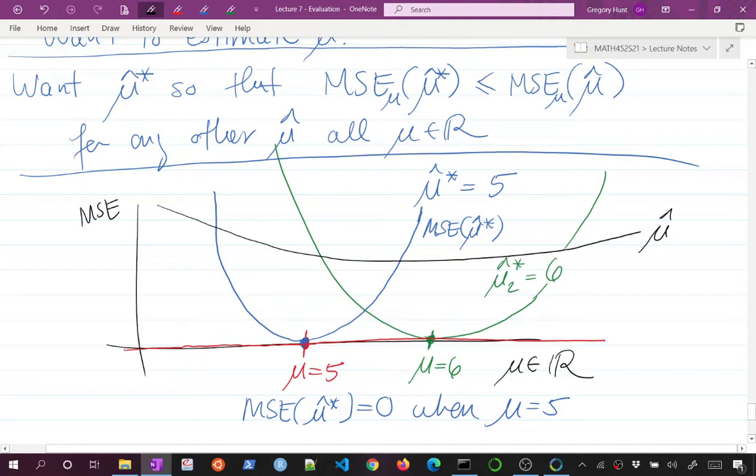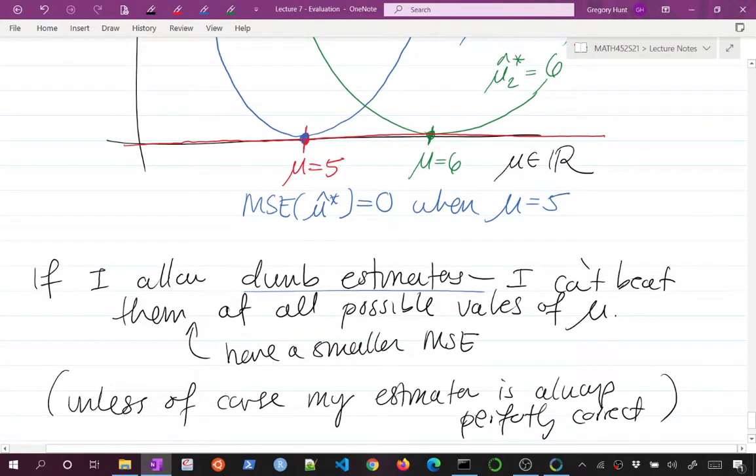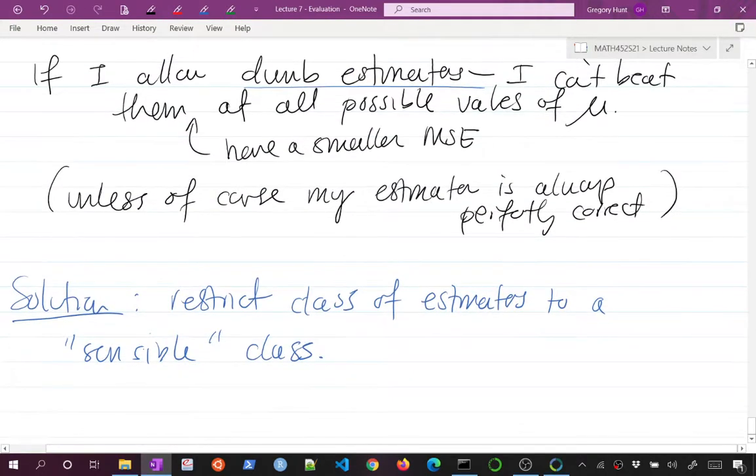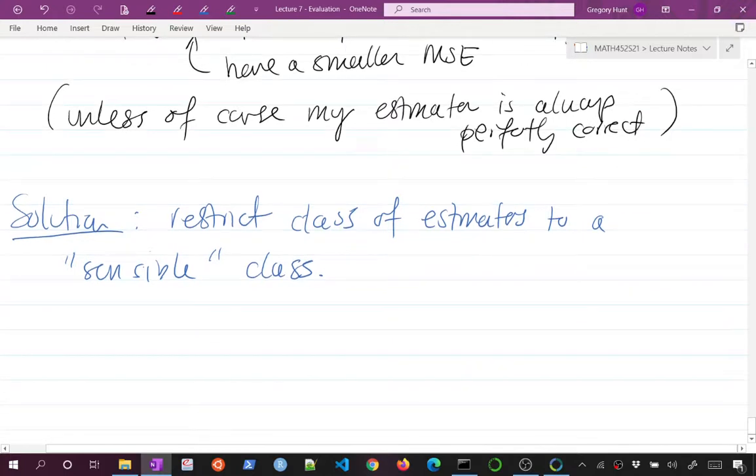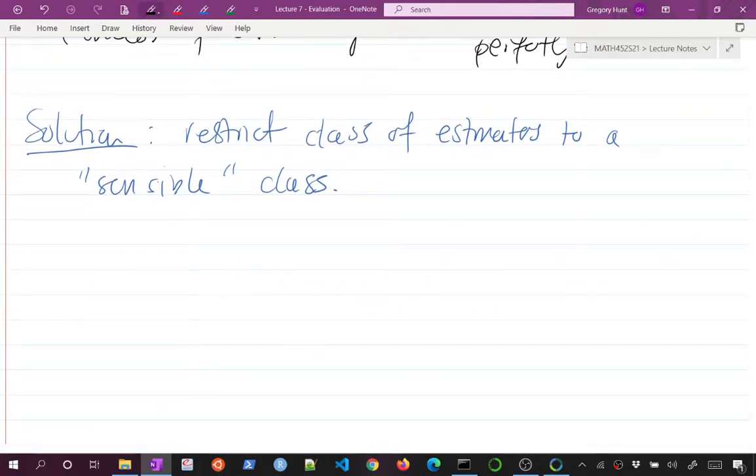Give me some mu hat and give me what its MSE is over all possible values of mu. I'm always going to be able to find some point where I can come up with another estimator that has a lower MSE at that point, by just making up one of these dumb estimators that always identically predicts that value. The only way you can beat that is what I said before, which is that it perfectly estimates everything, which isn't possible. So the solution in this case is we're going to restrict to a class of sensible estimators.